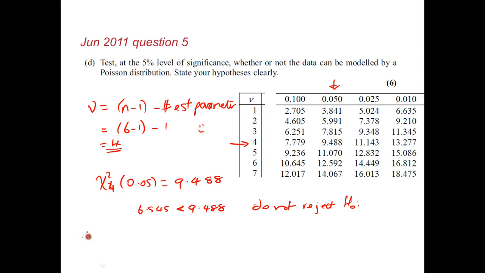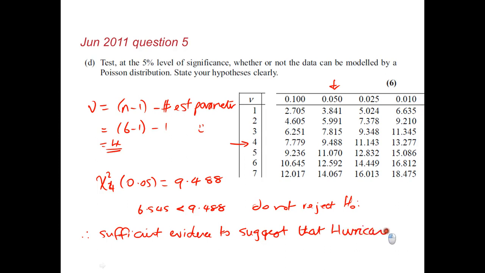So therefore, there is sufficient evidence to suggest that hurricanes can be modelled with a Poisson, or by a Poisson. And again, no reference to the actual parameter because I don't know what it is. I had to estimate it.